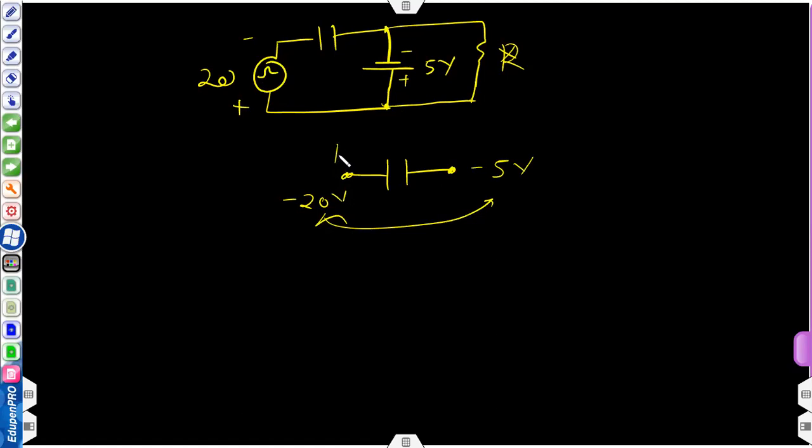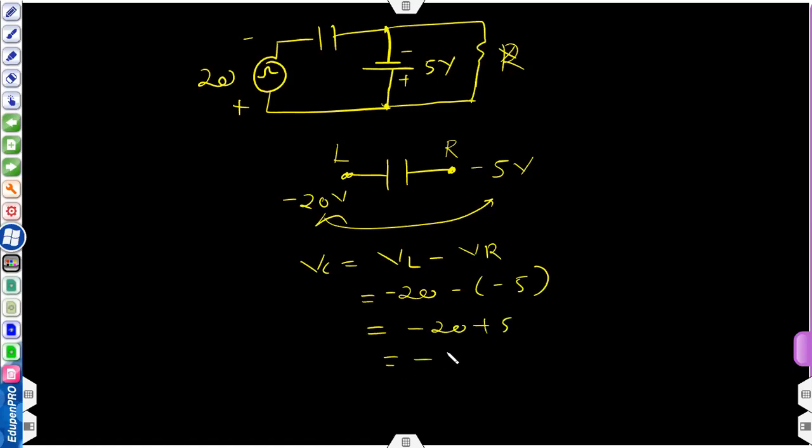Okay, let's assume that this is the left plate, this is the right plate. So net voltage drop across this capacitor VC is VL minus VR. So this is minus 20 minus of minus 5, that is minus 20 plus 5, this is minus 15. So the magnitude of voltage is now not 20, it is 15, and minus to the left hand side, plus to the right hand side.